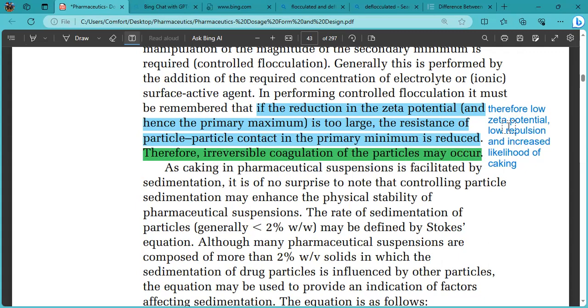So low zeta potential can be used to gauge whether your solution will be flocculated or deflocculated. I made a small summary here. Low zeta potential results in low repulsion, and if they do not repel each other, there's increased likelihood of caking. So a higher zeta potential would be preferred to prevent caking from taking place.